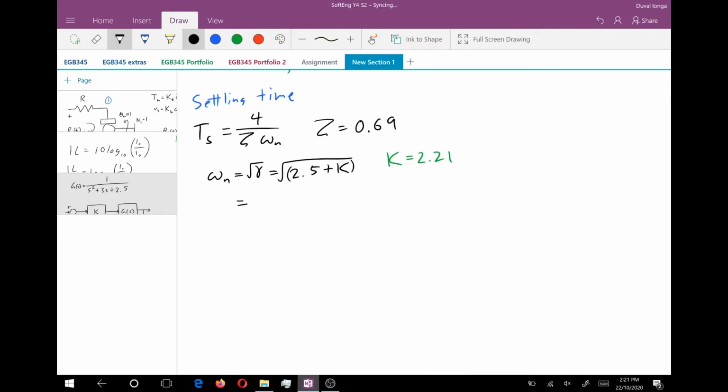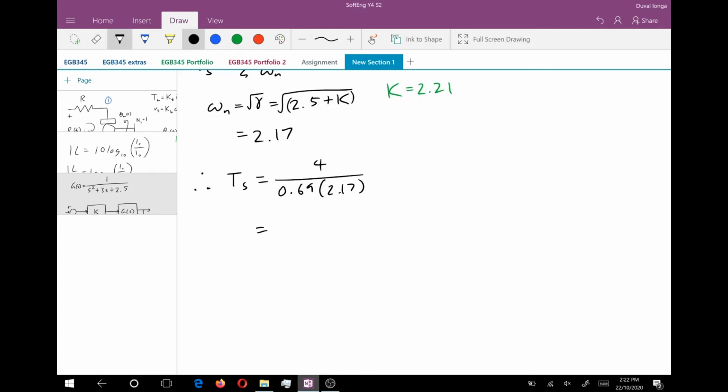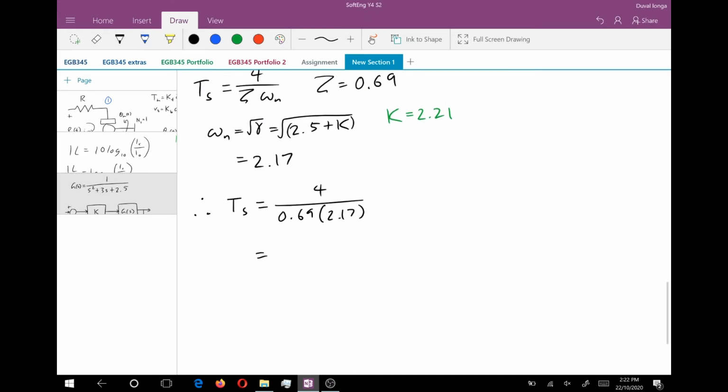And to find the settling time that we ended up with, we use these equations. We set K to equal 2.21, which we found before, and our natural frequency as 2.17. We plug that into the equation to find the settling time, and we get 2.67 seconds.